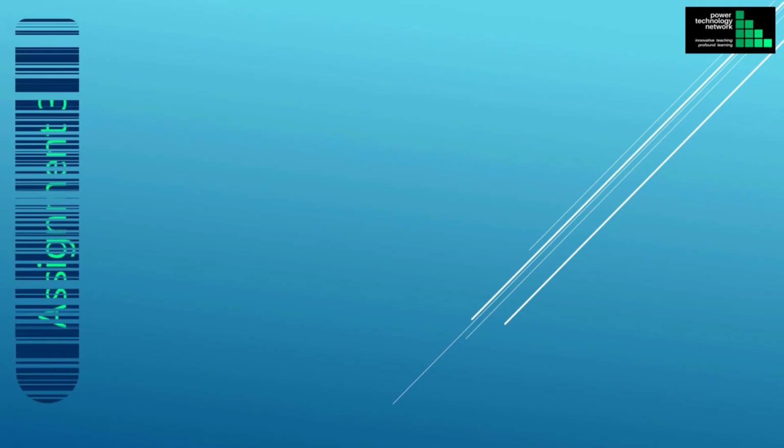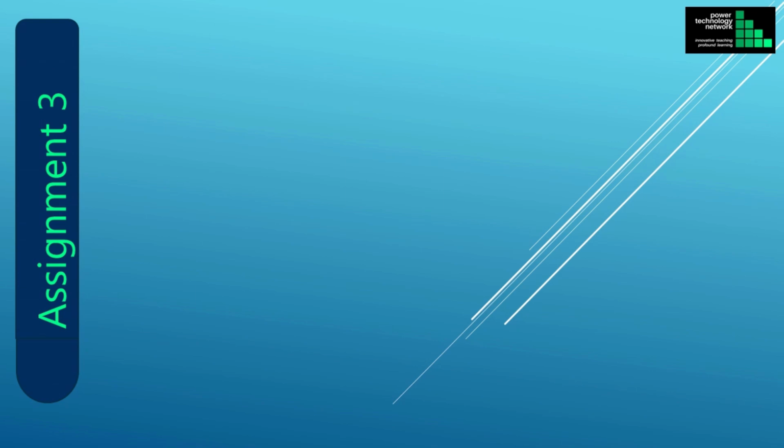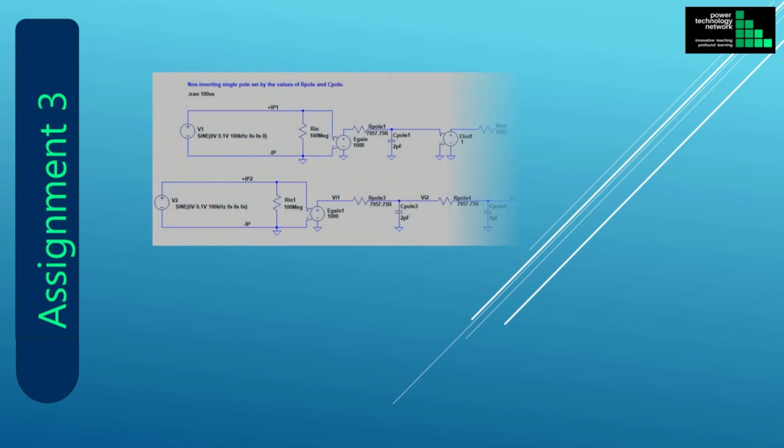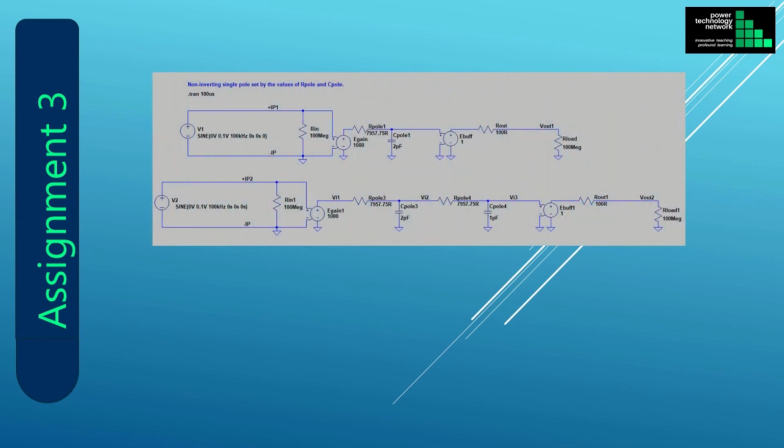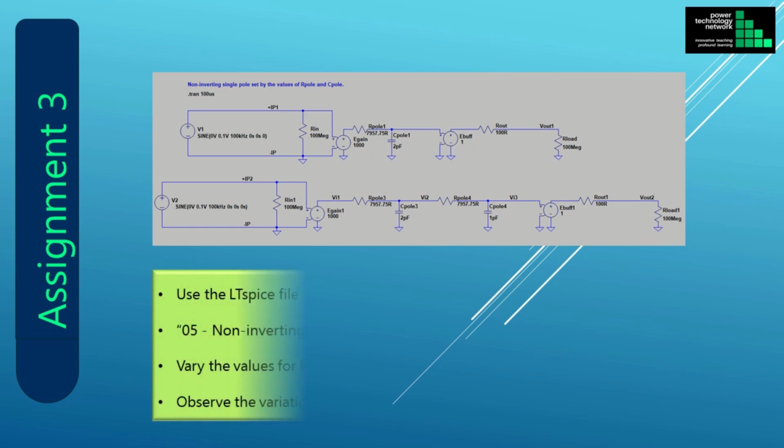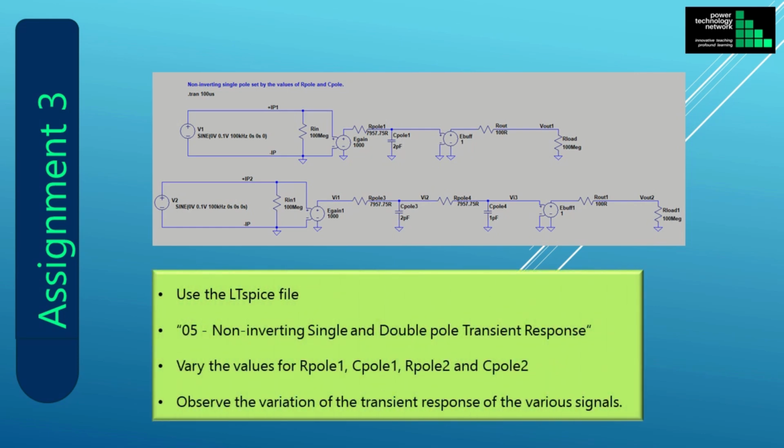This is the LT Spice schematic for the single and double pole op-amp models. The simulation file is attached. It is set up to calculate the time domain response for the first 100 microseconds. The LT Spice schematic is set up to do a transient time domain response simulation of these two circuits. The name of the LT Spice file is shown in the slide.